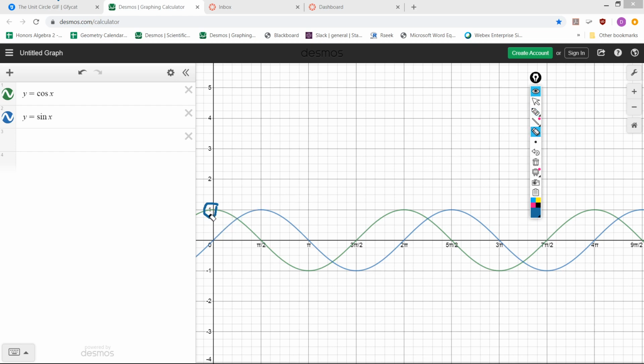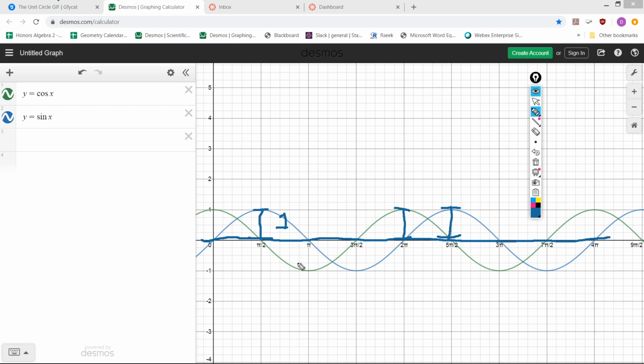But really, what amplitude is doing is measuring from something called the midline. This is the midline on these graphs. And the amplitude is asking what's the distance from this middle point on the graph to the peak. So what's that distance from 0 to 1? It's 1. So that's why the amplitude is 1 here.